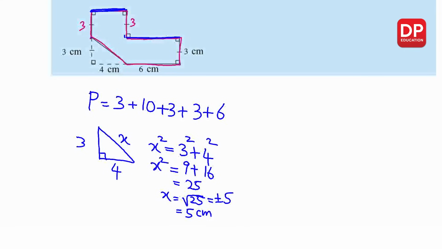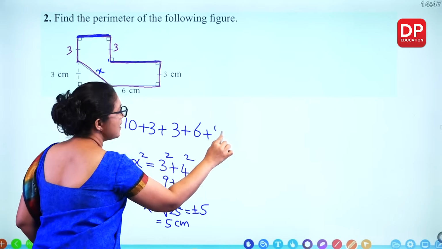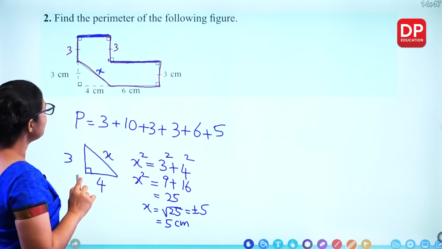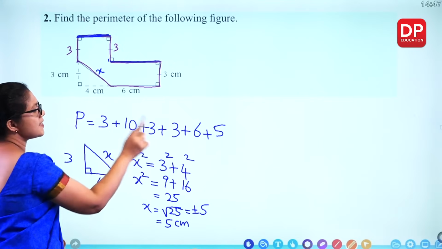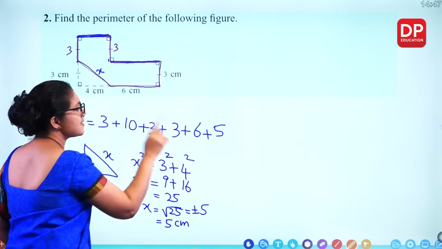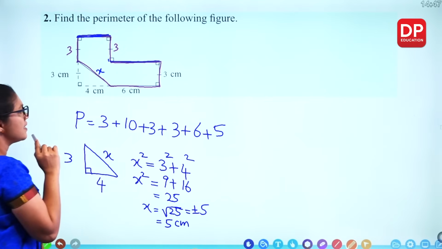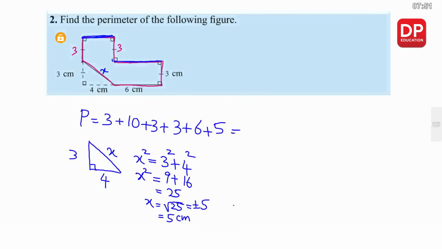So this is x we found, so you have to add that value as well. So what's the perimeter of this figure? Add all together. 3 plus 3, 6, 6 plus 3, 9, 9 plus 6, 15, 15 plus 5, 20, 20 plus 10, 30. So what's the perimeter of this figure? 30 centimeters.